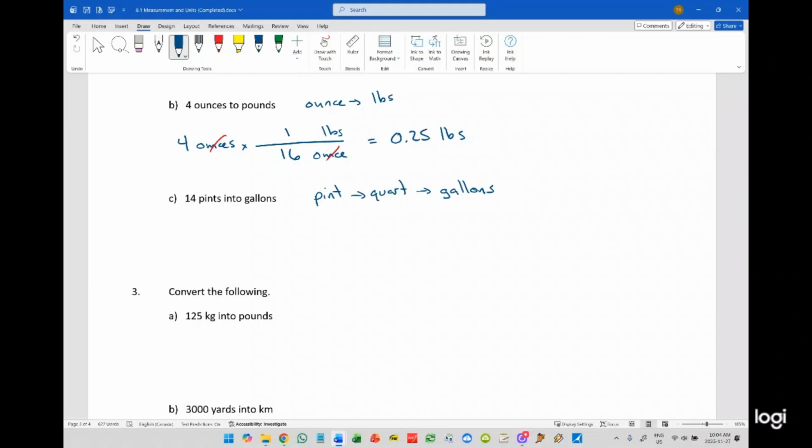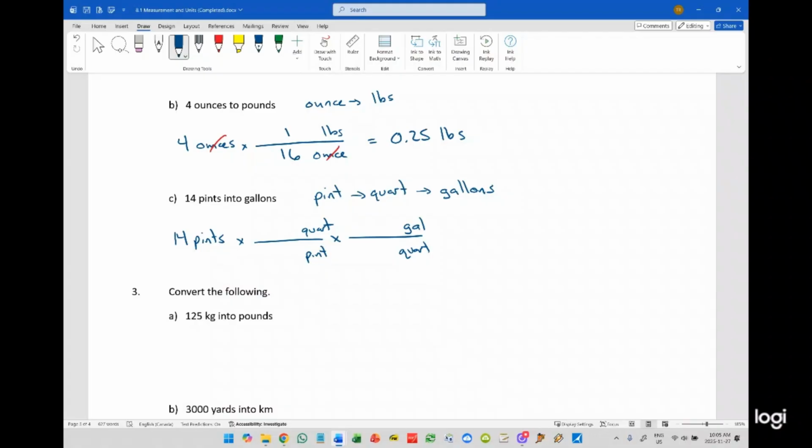So now is the first time our unit chain is getting a little bit more complex. It's getting longer, which means that we're going to have to do multiple calculations. Whether they're multiplications or divisions will be determined by the way that the question is set up. We don't have to think about, do we multiply the number or do we divide the number? So 14 pints is what we're starting with. We have 2 more units to go through, so I'm going to draw 2 fraction lines. Pint is on top, so I'll put pint on the bottom, quart on the top, and then quart on the bottom, and gallon on the top.